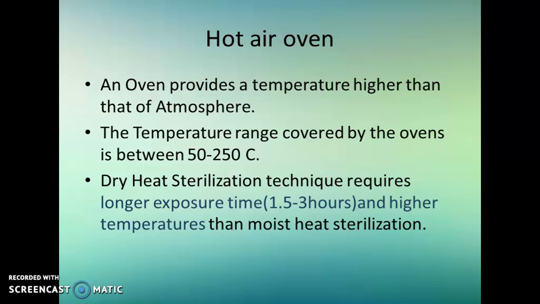So this dry heat sterilization technique requires longer exposure time, between 1.5 to 3 hours, and also higher temperatures than moist heat. But it is not as good or efficient as moist heat. Moist heat is more efficient compared to dry heat. But dry heat requires higher temperatures.